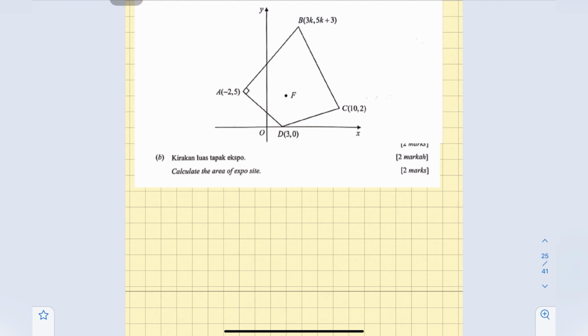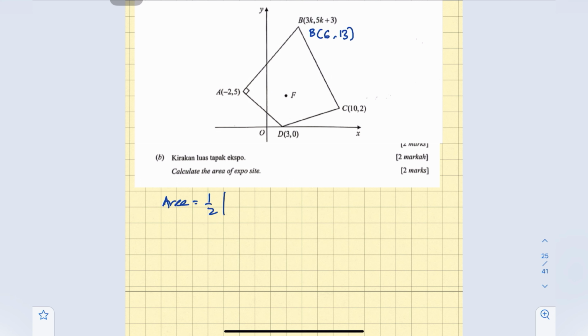B, calculate the area of the expo site. Okay, the expo site is A, B, C, D. So just now from question A, we already have the value of K, which is 2. So then we can find the coordinates of B. 3 times 2 is 6. 5 times 2, 10, 10 plus 3 is 13. Okay, so then we can find the area by using the formula 1 over 2.